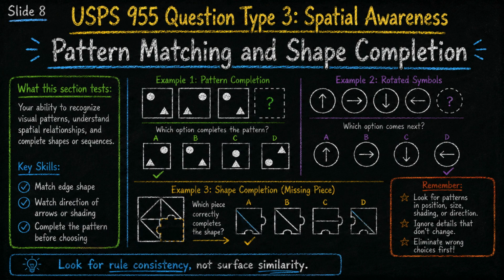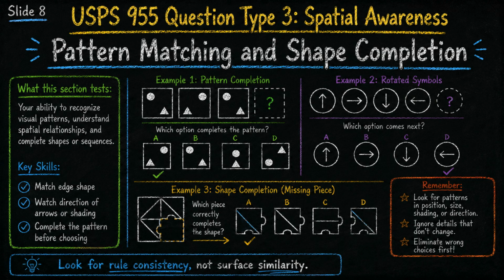Pattern matching and shape completion questions are about finding the rule. The answer is not always the option that looks most familiar. It is the option that follows the same pattern. Look for position, look for size, look for rotation, look for shading, look for direction, look for repeated movement, look for the missing piece. In a pattern completion question, ask, what changes from the first image to the second? What changes from the second to the third?